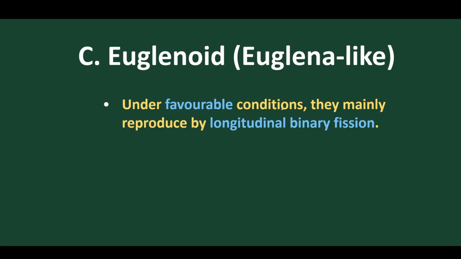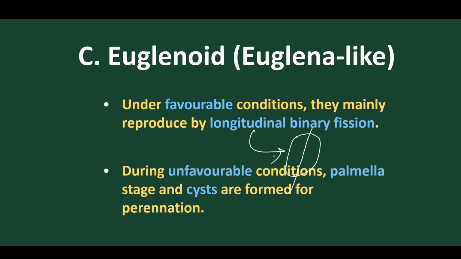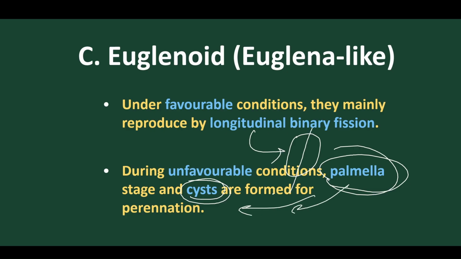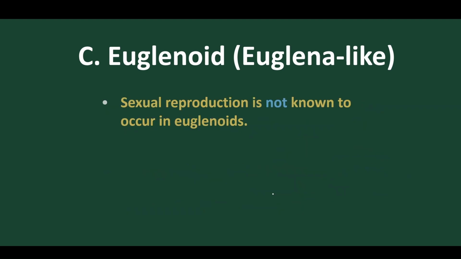Now under favorable conditions, they divide by longitudinal binary fission. Very important question. Under favorable conditions, they mainly reproduce by longitudinal binary fission. Got it? Very important point. But under unfavorable conditions, they go for the palmella stage or cyst formation, where they undergo perennation. This means that under unfavorable conditions they become dormant to withstand the adverse conditions. When conditions are favorable, they reproduce again.